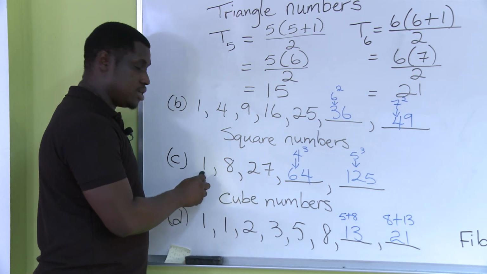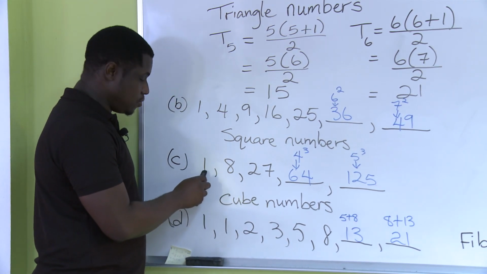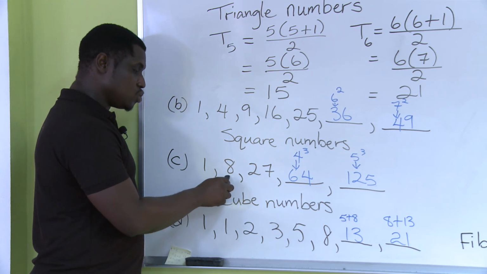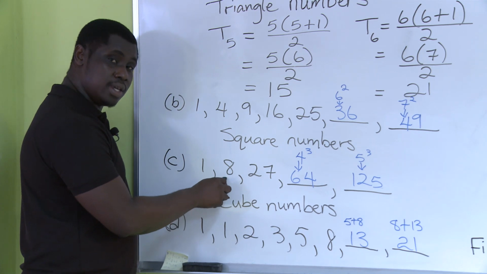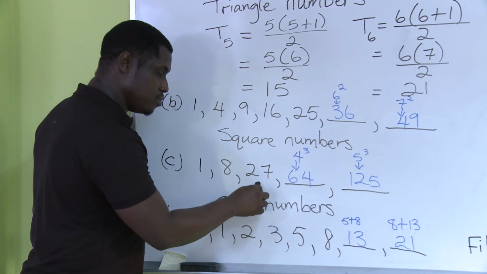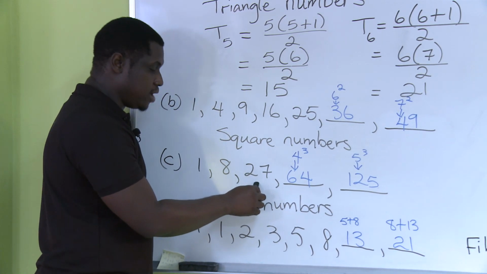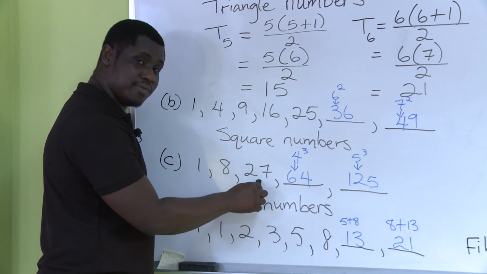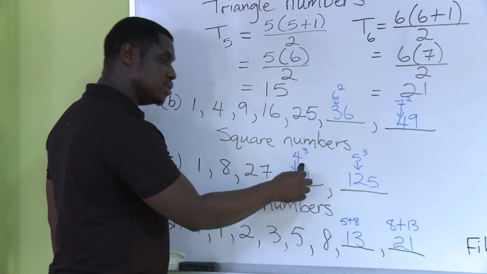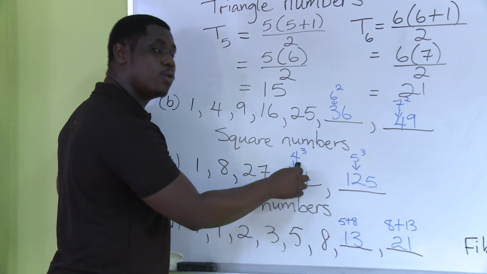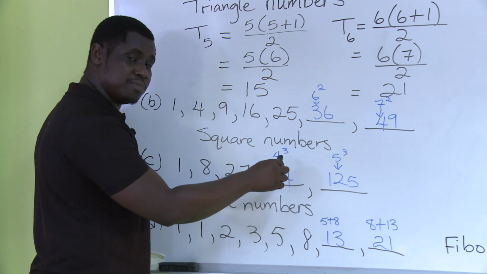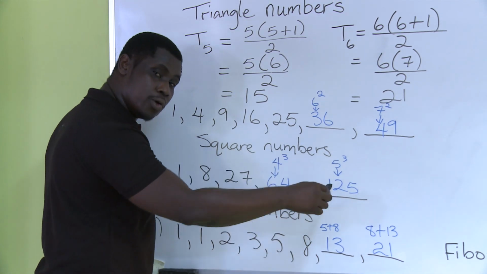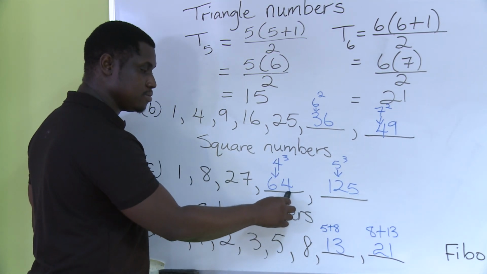1 cube is 1 by 1 by 1, which gives me 1. 2 cube is 2 by 2 by 2, which gives me 8. 3 cube, which is 3 by 3 by 3, gives me 27. So my next term is going to be 4 cube. 4 cube means 4 by 4, which gives me 16, times 4, which would give me 64.